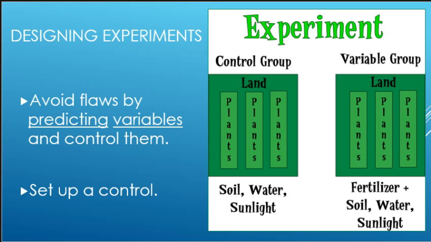We want to avoid flaws by predicting variables and controlling them, all right? So we have a control group. For instance, what if I had my group of plants that were considered my control 2 counties away? Would that really count? What might be different 2 counties away? Would they maybe get different rainfall? Maybe the temperature's a little different? So I need to have them side by side. That's a variable I don't want to change. The only variable I want to have is going to be my fertilizer in this particular experiment, okay?